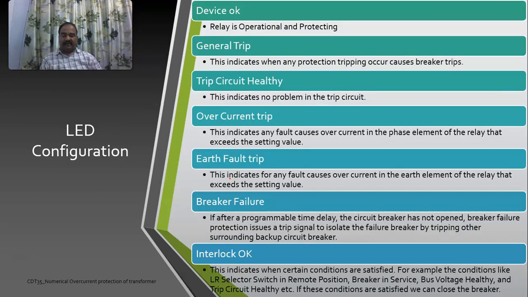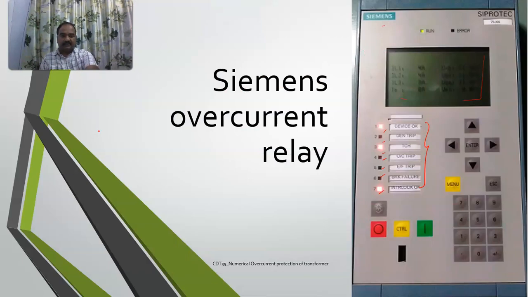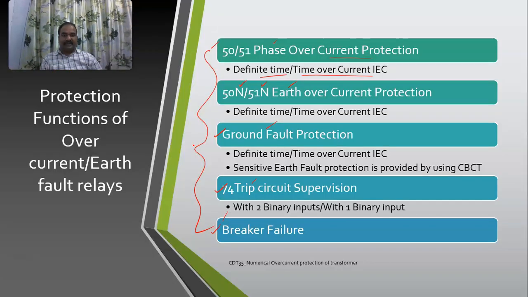And there are 7 LEDs I have already shown you. So what does that indicate? The first LED is, I will show you. See, this is device OK. This is gen trip. This is TCH. This is trip. This is E by F trip. This is earth failure. This is interlock OK. So what actually these stand for?